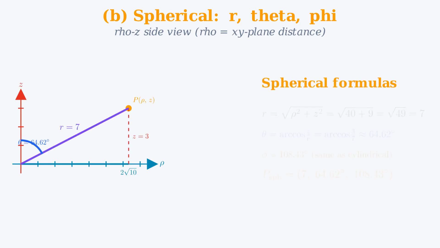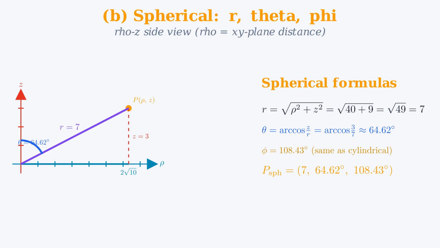Here r is the distance from the origin straight to the point. Theta is the angle measured down from the positive z-axis, called the polar angle. And phi is the same azimuthal angle we just computed. Formulas. r equals the square root of x squared plus y squared plus z squared. Theta equals the arc cosine of z over r. Phi is identical to the cylindrical phi.